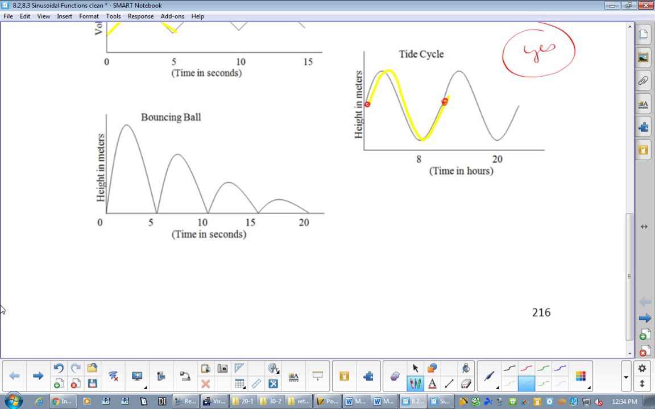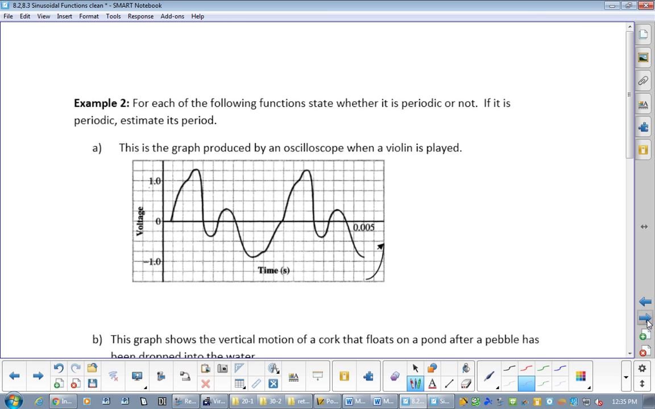Bouncing ball. Periodic? No. Okay. Those feel good when you get them on the diploma. They're like periodic? You're like, no. Okay, or which one isn't periodic, right? Okay. Now, this one for each: is it periodic? And estimate the period.